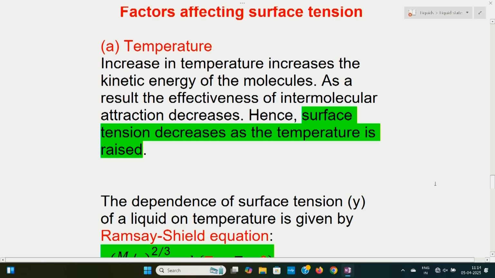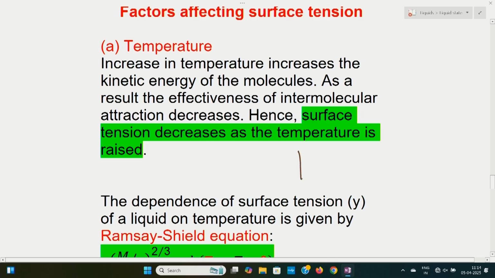When we raise the temperature, the surface tension decreases. We know that the molecules are arranged like this in a liquid, and the surface molecules have some inward pull, which is nothing but the surface tension. Because of this inward pull there is tension at the surface.